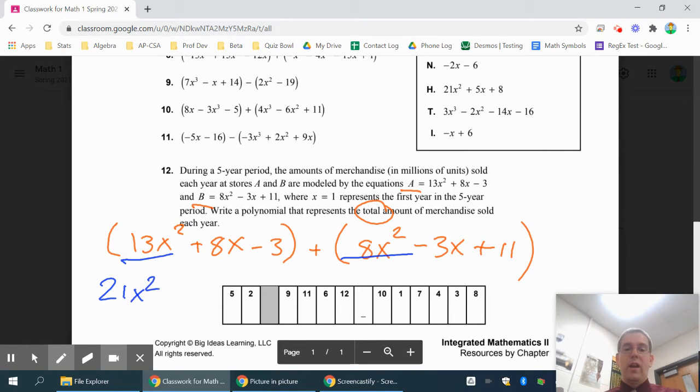I look and see, do I have something else? And I think it's helpful to mark these in some way. So I have a plus 8x and a minus 3x. Be sure you include that minus sign. This is not just a 3x, it's a minus 3x. So 8 minus 3 is 5x.